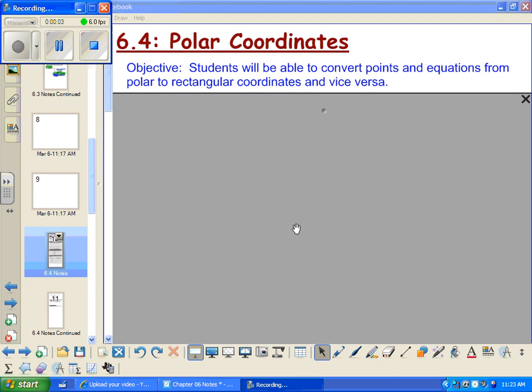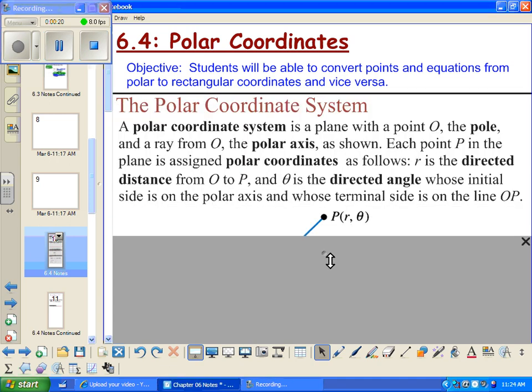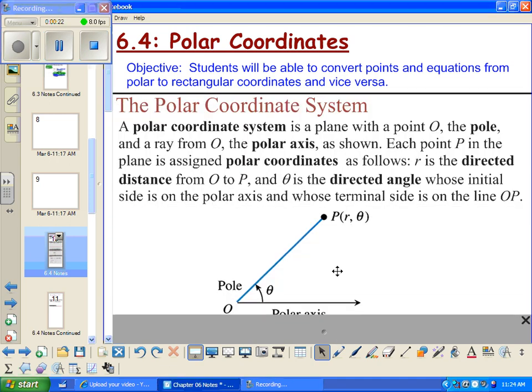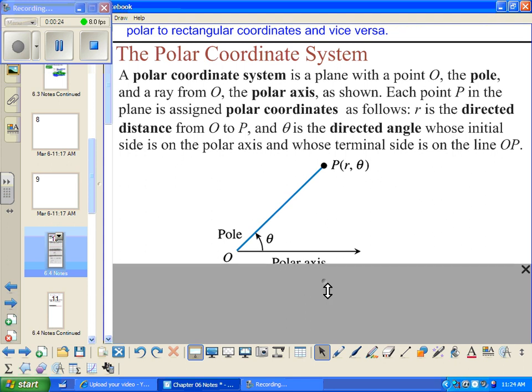This pre-calculus video lesson is on 6.4 polar coordinates. By the end of this lesson, you should be able to convert points and equations from polar to rectangular coordinates and vice versa. So to start, let's just talk about what our polar coordinate system is.